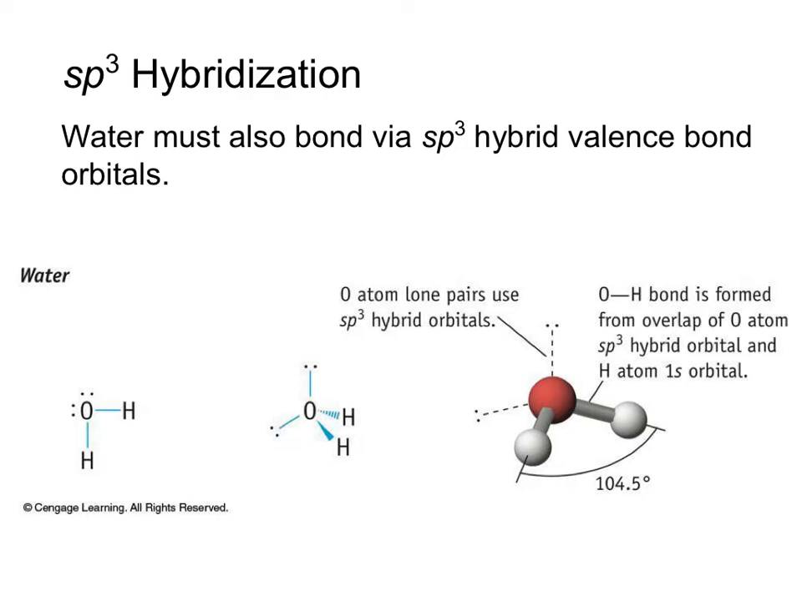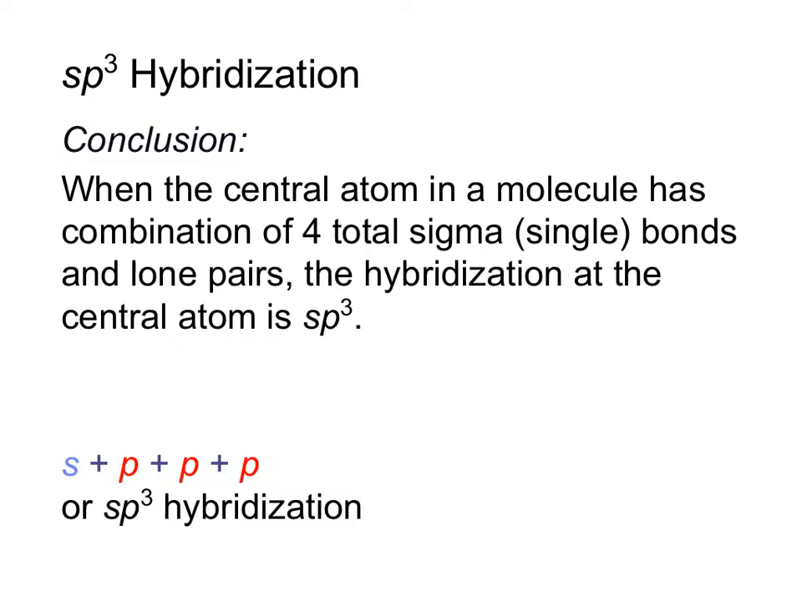Our oxygen atom must have sp3 hybridization in order to form our tetrahedral electron domain geometry. And so 2 of those sp3 hybrid orbitals will be used to bond to hydrogen atoms. The other 2 will be used for lone pairs. And so when the central atom in a molecule has a combination of 4 sigma bonds and lone pairs, then the hybridization of that central atom will be sp3.